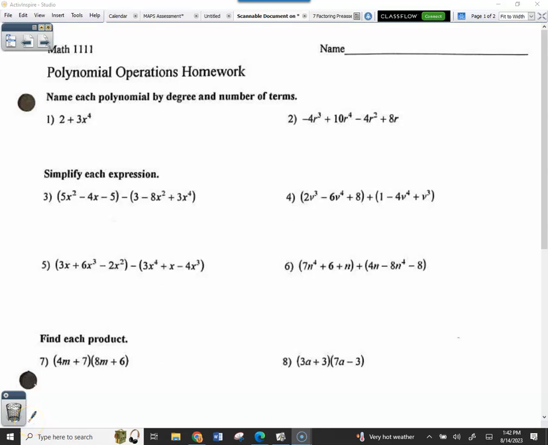So looking at this sheet right here, this is a quick review of adding, subtracting, and multiplying polynomials. Also using the vocab that you learned in Algebra 2, being able to name the polynomial by the degree, and being able to identify how many terms are in it. I also would like you to start practicing saying what the leading coefficient is, which is not on there, but we're going to do it together. You should be well versed on this page.